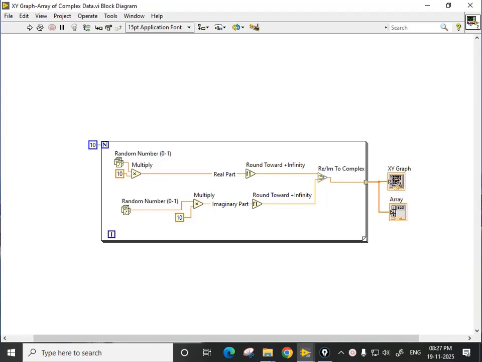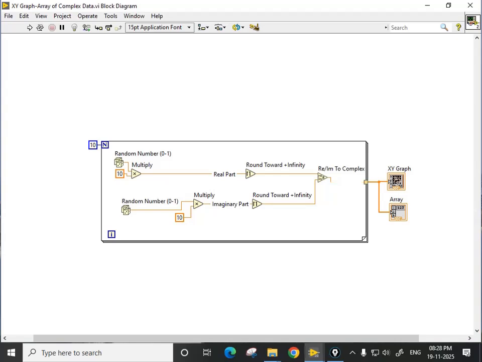So for plotting complex numbers, I am creating complex numbers, real and imaginary parts separately. 10 complex numbers I am generating. So random number I am using and generating the real part over here, and another random number generator and generating the imaginary part over here. And then I am rounding both numbers, real part and imaginary part, towards positive infinity, and then I am combining both the real part and imaginary part into a complex number using the function Real and Imaginary to Complex.